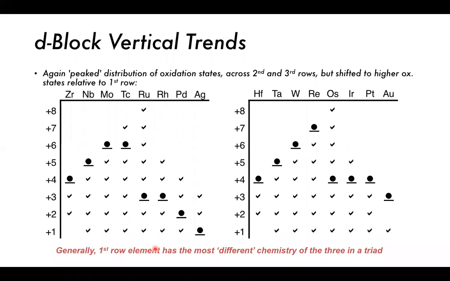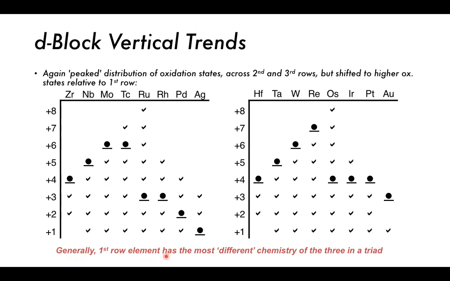So again, we have a peaked distribution of oxidation states across the second and third rows, but shifted to higher oxidation states relative to the first row. And this is because of the sum of the ionization energies being lower. So again, we still have a peak, but now we have generally higher most common oxidation states, because the energy of removing one of the electrons versus 3 or 4 of them is not that significantly large.